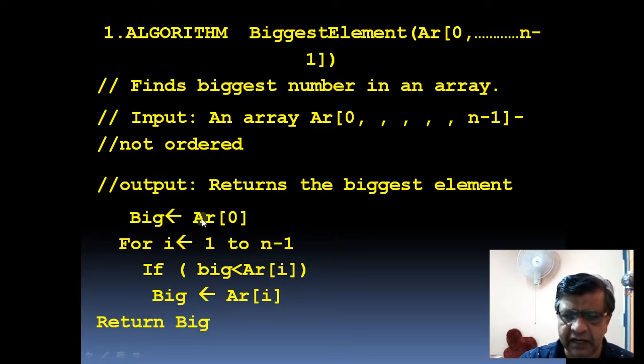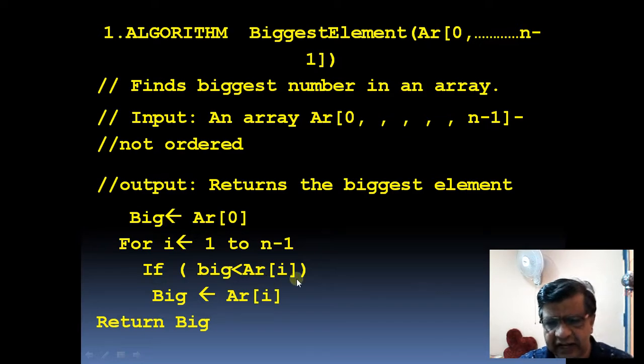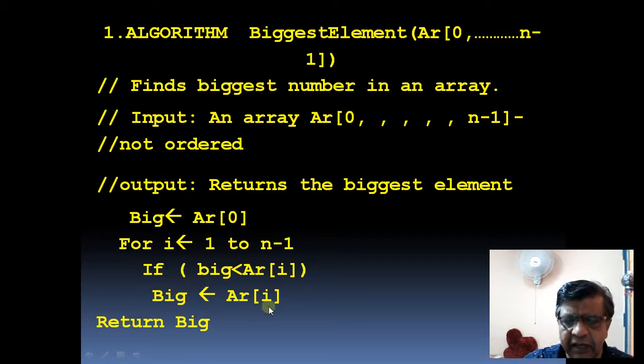So the strategy is to assign the very first element to be the biggest element. This big element is compared with the rest of the elements, and if it is not really big, whatever is bigger will be placed into this variable. That's how the logic goes. For I equal to 1 to n minus 1, we need not start from 0 because the first is assumed to be the biggest element. If big is lesser than AR of I, that is the next element, then big will be AR of I.